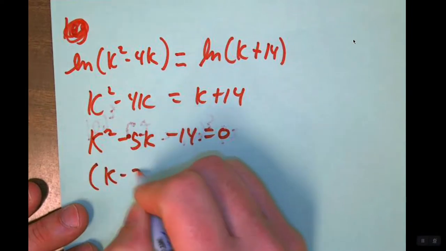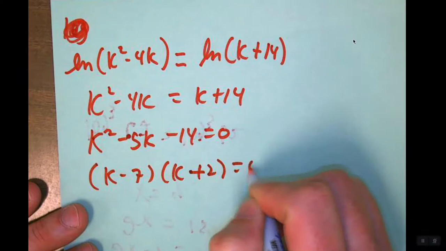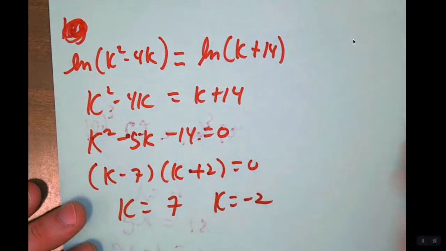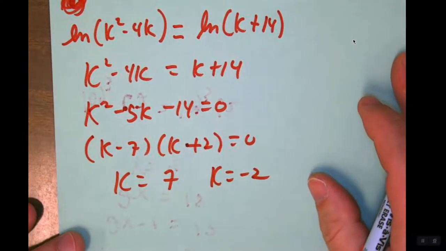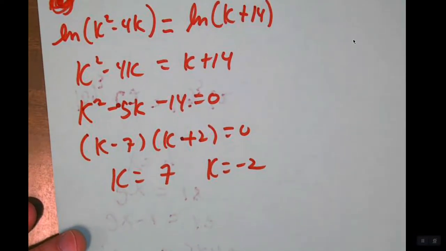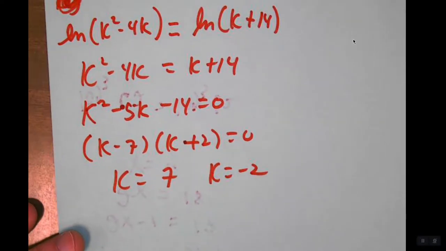That's k minus 7, k plus 2 or something? So then my numbers are k is 7 and k is negative 2. You want to go back and check this. Okay, you want to go back and check it. Make sure that your solutions work. All right, so you go back and you check. Of course, you could graph this as well. So that's how you do it when you have the same type of base. All right.